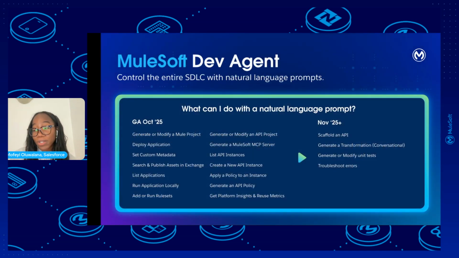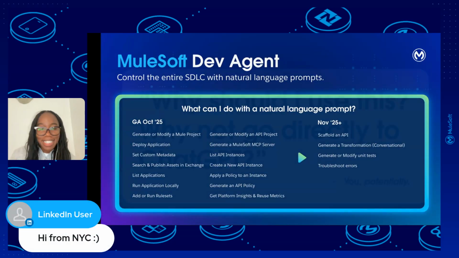So what will you be able to do with natural language prompts using Dev Agent? Well, quite frankly, you're going to be able to do a lot. You'll be able to generate new applications or modify existing ones. You'll be able to set custom metadata or even publish and create assets. You'll be able to create MCP servers, deploy applications, again, all from a simple natural language prompt. And I'll call out that more tools are coming soon to Dev Agent, including the ability to generate unit tests, as well as supporting generating data transformations through conversations with Dev Agent.